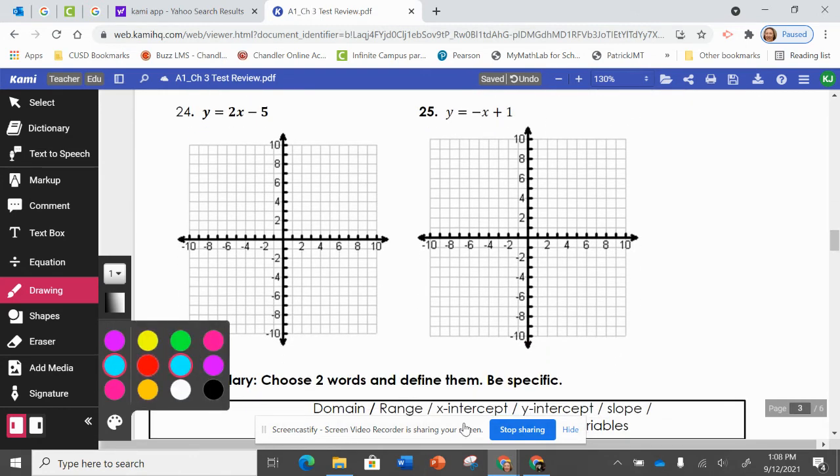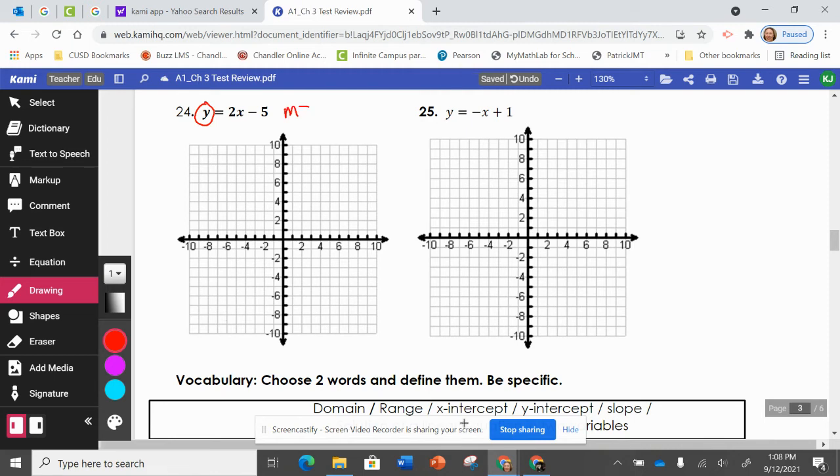Number 24, this is also already in slope-intercept form. And again, we know that because the y is alone. So our slope is 2, and if I wanted to make that rise over run, I'd put that 2 over 1, and my y-intercept, or my b value, is negative 5. We start at negative 5, plot that point, and then from that point, rise 2, run 1, rise 2, run 1, rise 2, run 1. And there's our graph.